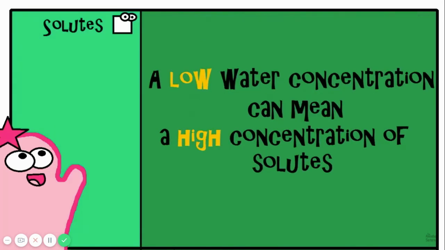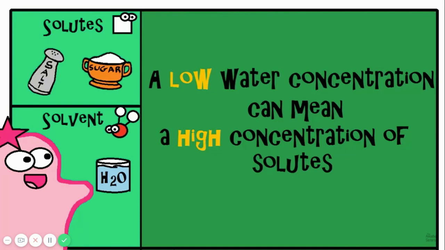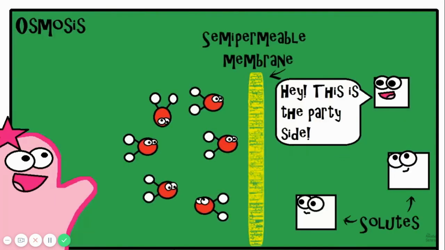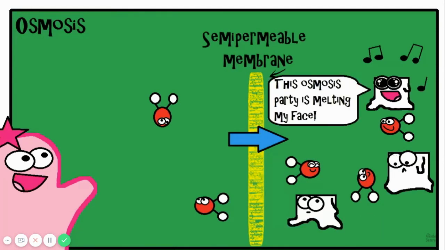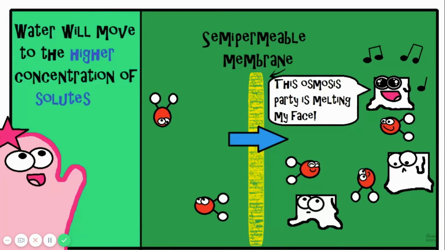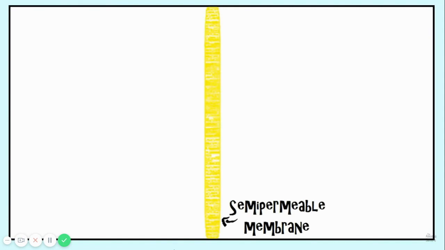Solutes are substances like salt or sugar that can be dissolved within a solvent, like water. Water has the tendency to move to areas where there's a high solute concentration, which means there's less water concentration. So if you want to easily figure out where the water will travel, look to the side where there's a greater solute concentration.